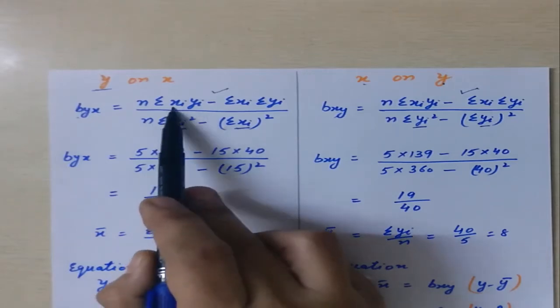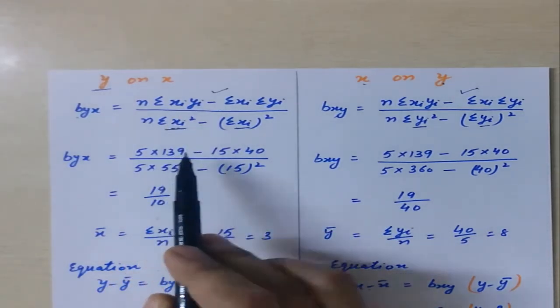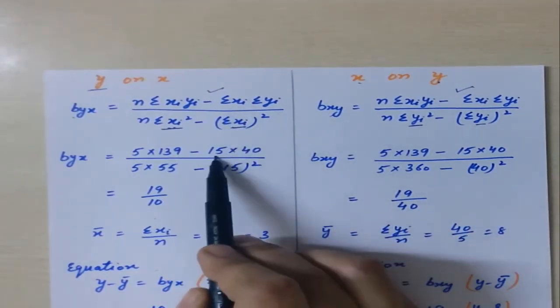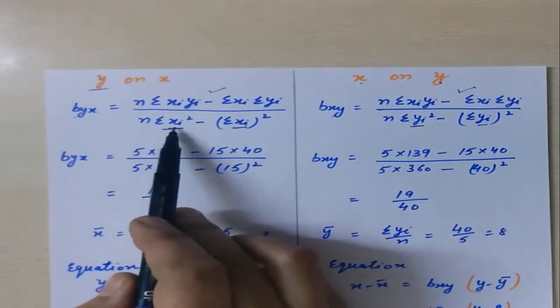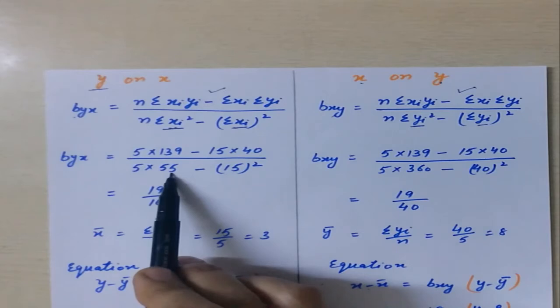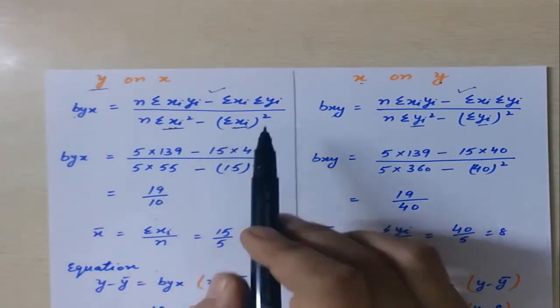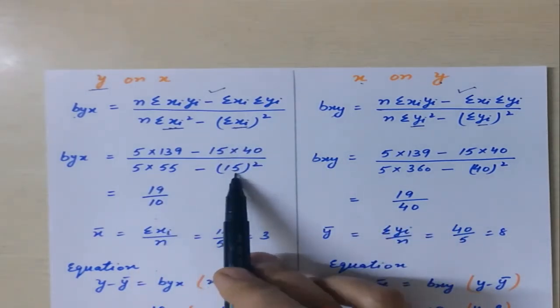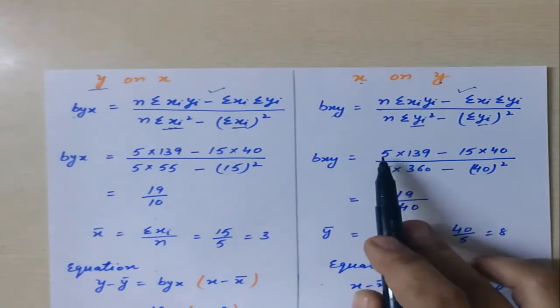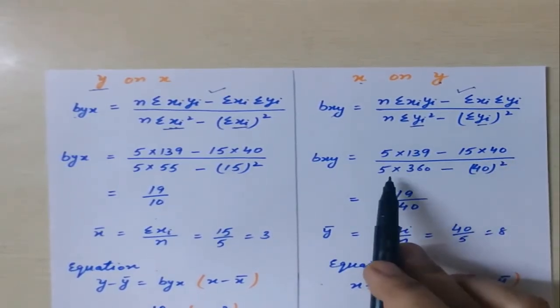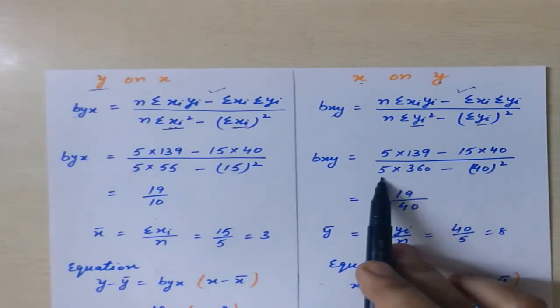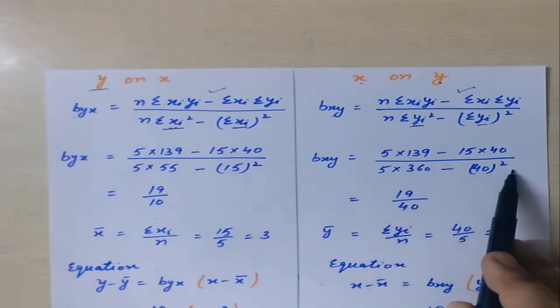5 into summation xi yi, whose value is 139. Summation xi is 15. Summation yi is 40. Same case, n into sigma xi square, 5 into 55, minus sigma xi whole square, 15 whole square. Same case here, 5 into 139 minus 15 into 40. In the denominator only the change is there: 5 into 360 minus 40 whole square.